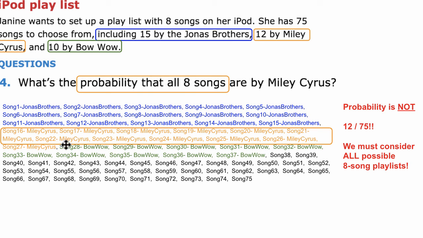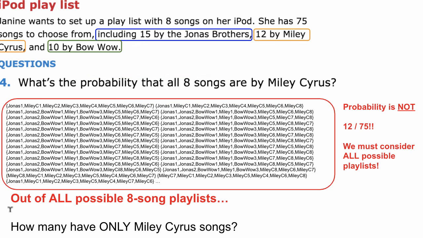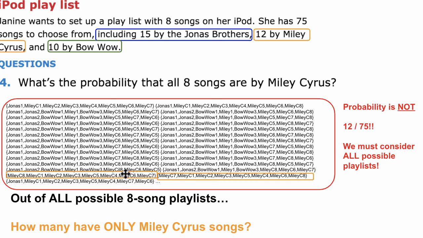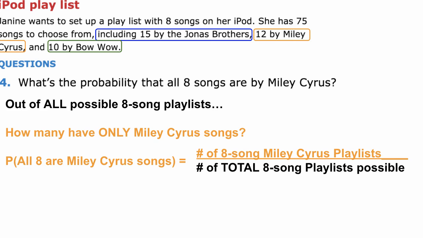There's an incredible amount of different 8-song playlists possible. My probability is going to be out of all possible 8-song playlists. Some involve the Jonas Brothers, some involve Bow Wow, some involve Miley Cyrus. You're trying to figure out, of all these crazy amounts of 8-song playlists from these 75 songs, how many of them involve just Miley Cyrus songs? There's only a few of them, relatively speaking. So out of all the possible 8-song playlists, how many have only Miley Cyrus songs? It's not 12 out of 75. So how do we do that?